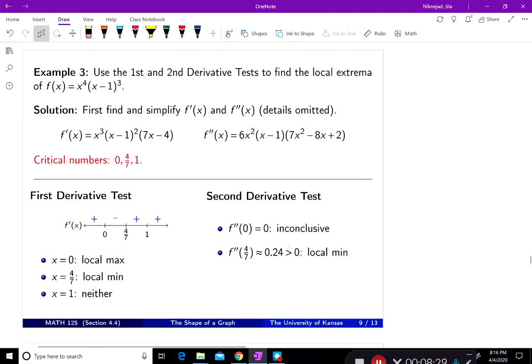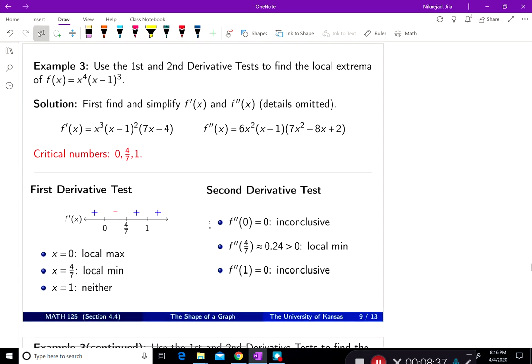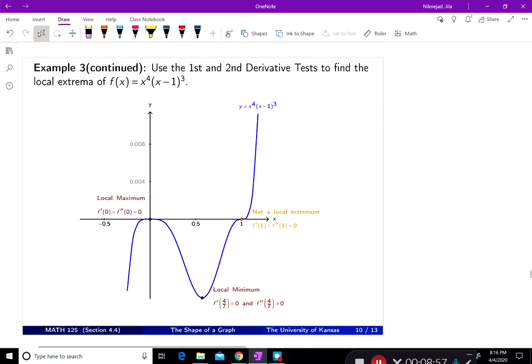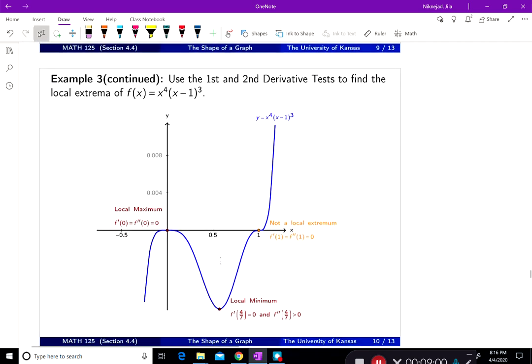What is remaining is to evaluate f double prime of 4, which we did a little bit ago, and it turns out to be 0.24, and that's bigger than 0, so you get a local min. So for some values, it actually determined what it was, local min or local max, and for some values it didn't, and for some values that were neither, it didn't detect that either. So there is a little bit of unknown when you're doing second derivative tests.